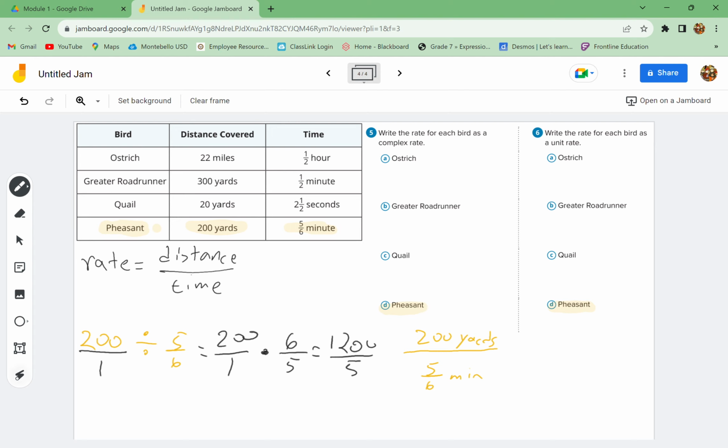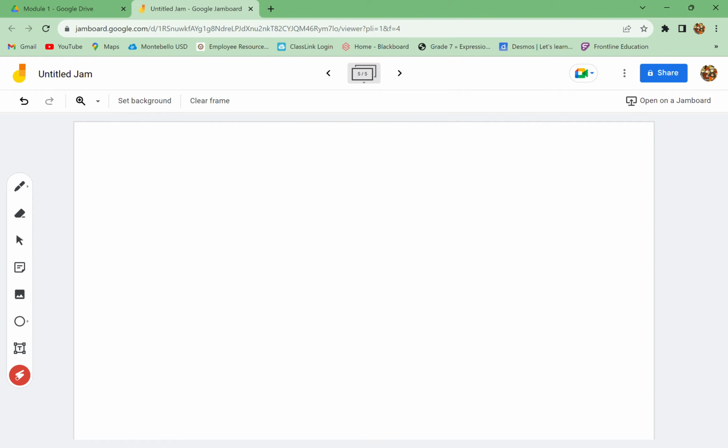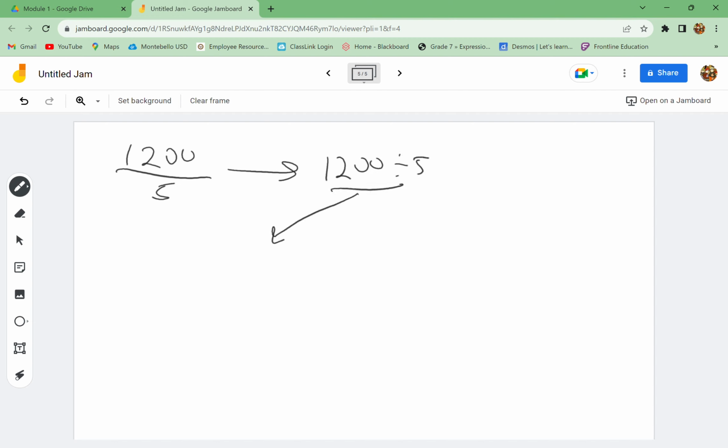Now again, you could use a calculator, but we're going to have a little fun here. What I could do is take this and actually do long division. That way we get it done faster. So I'll create another Jamboard here. I'm going to copy the fraction. I change it back to 1200 divided by 5. And then I change it up to something that you did in 4th grade. We're going to put 5 and 1200 like this. Then we're going to do the dragon's tail.